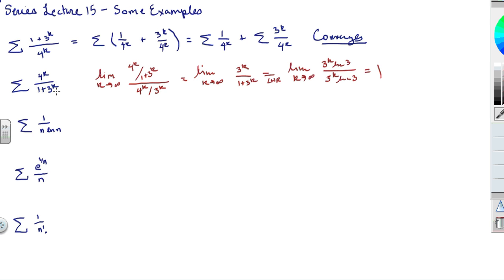And of course that's just 1. Okay, so either they both converge or both diverge, since this thing here, 4 to the k over 3 to the k, diverges. This one over here diverges. Okay, so we've got that one, and now let's look at this other one.